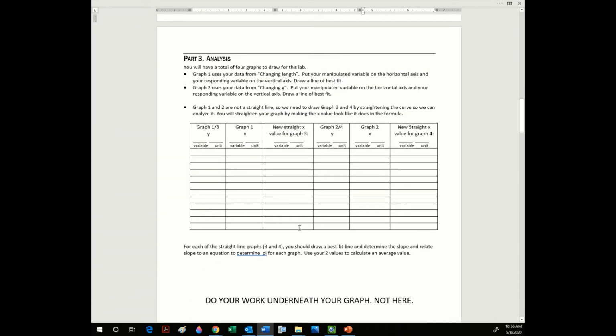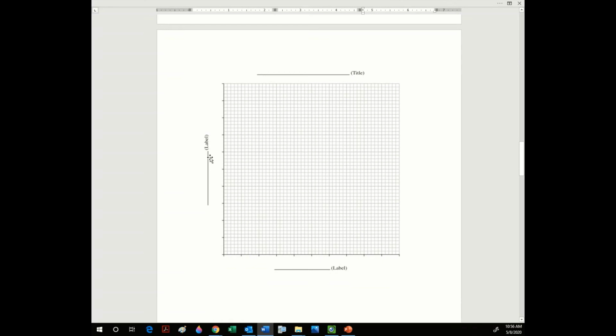So this is for straightening out the graph. Okay, so we are going to make 4 graphs here. Our first graph that we're going to make is going to be, our manipulated variable goes down here. So our manipulated is our length in meters, and then we have period in seconds, and this is a period versus length lab.